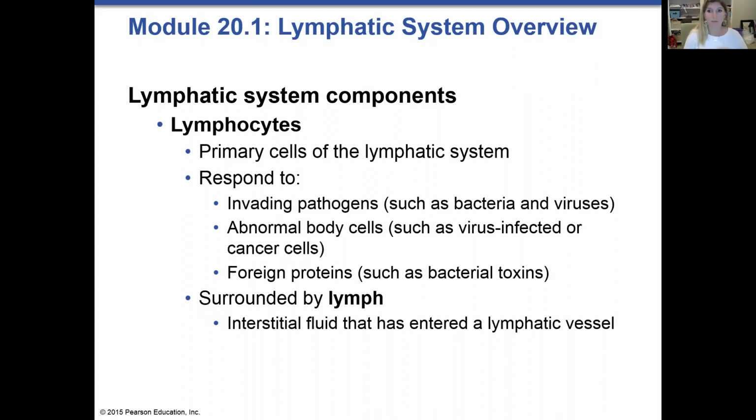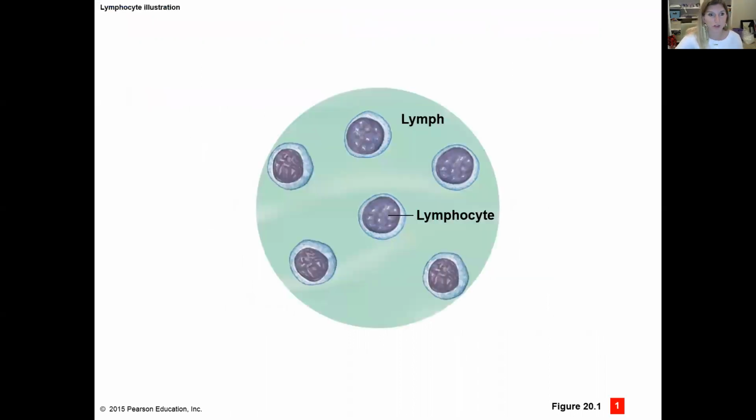Lymphocytes typically are formed within the lymphatic system. Some of them are formed in the red bone marrow, and we'll look at that later. But lymphocytes are also surrounded by lymph. Typically, lymph is a special interstitial fluid that has gone into the lymphatic vessels, and we'll talk about the lymphatic vessels in a minute. The lymph is the fluid.